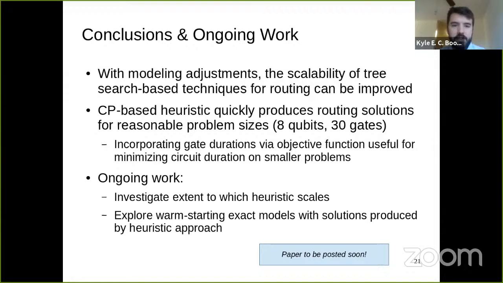In terms of conclusions, I just wanted to say with modeling adjustments, we can use these tree search-based techniques in a more scalable fashion. Our CP heuristic was able to solve problems with up to 8 logical qubits and 30 gates on a fairly large architecture. And then as part of ongoing work, we're looking to investigate the extent to which our heuristic scales, as well as explore maybe warm starting exact models using solutions produced by this heuristic approach. And a paper is coming soon.